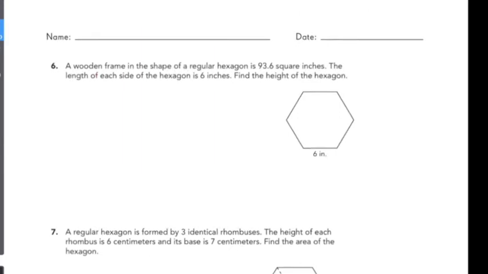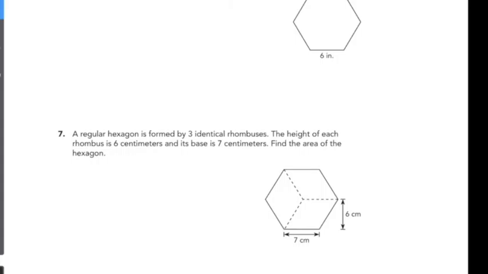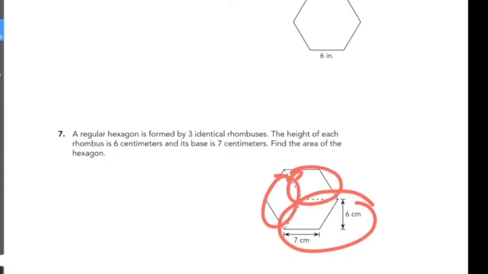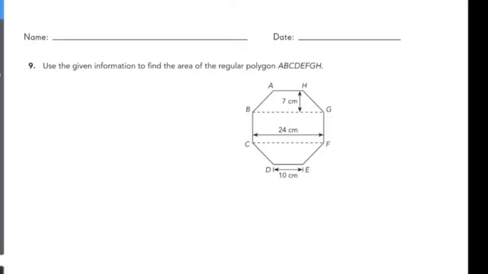Okay, so the next several are very similar to that. Number 6 is almost the same thing, it's just a hexagon. Number 7, what they did was break this hexagon up into 3 rhombuses. So you have 1, 2 up here, 3, and if you remember, a rhombus is a parallelogram also, so that's your hint. Look at this problem pretty carefully.